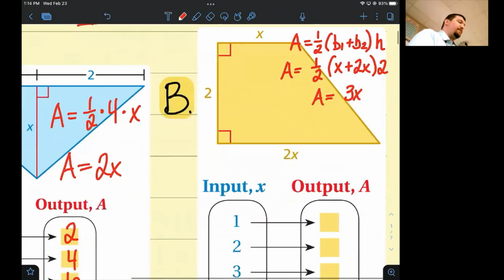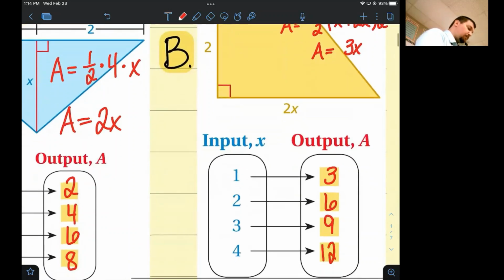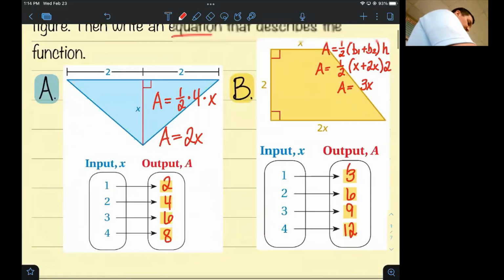So when you plug in 1 for X, what's A going to be? What's the area? 3. For this trapezoid, it's 3. What about when I plug in 2? 6. When I plug in 3? 9. When I plug in 4? 12. Is this function linear?